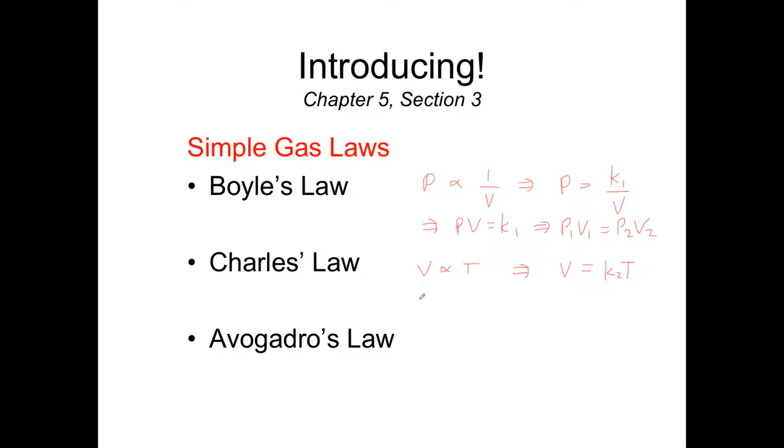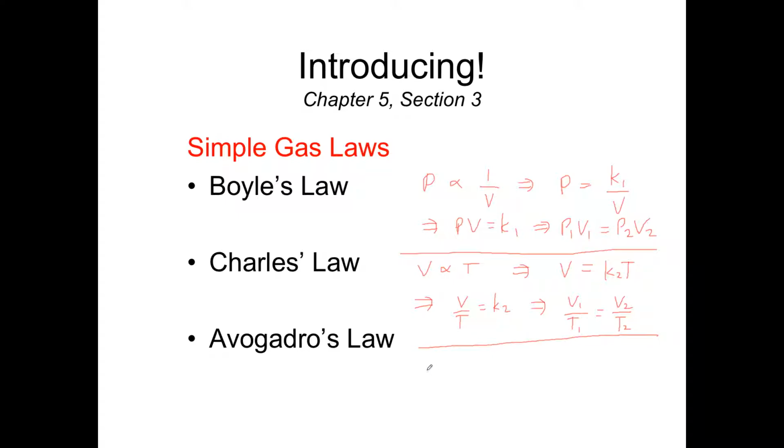Now, if that's true, then we could say V over T is equal to K2, right? And you see what I did here? Divided both sides by T. And then we could also say that this would imply that volume in some initial situation over temperature in some initial situation is going to equal a different volume related to a different temperature. That's Charles' Law.